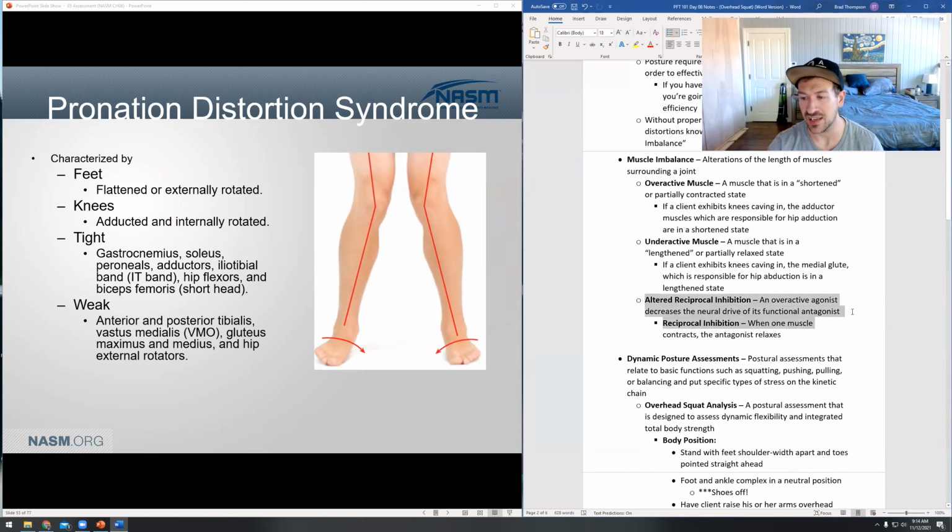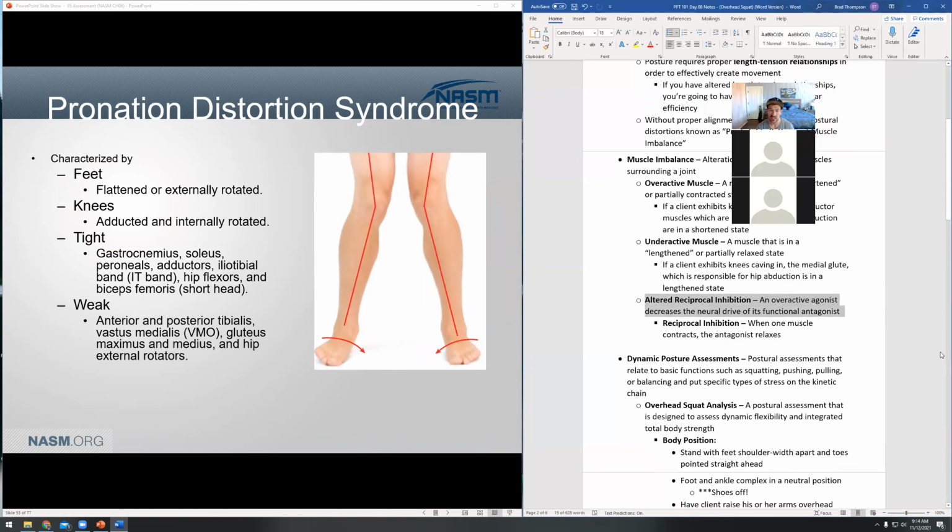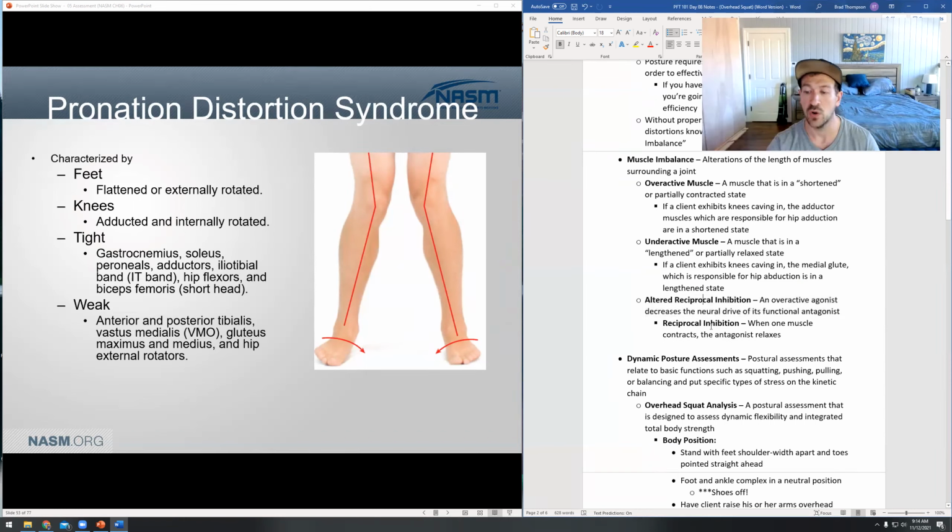Now, this term right here, guys, is probably one of our key terms. We pull it up in class a lot, but this is definitely a term that you want to keep your eyes on and get memorized. So really quickly, before we talk about what altered reciprocal inhibition is, let's review what reciprocal inhibition is.